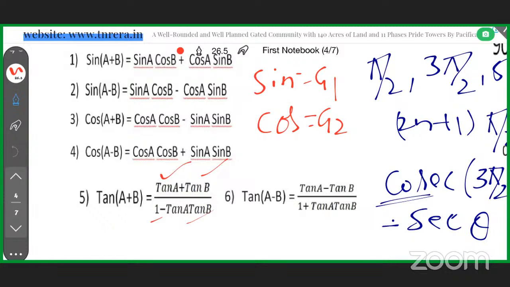Tan of A plus B is equal to tan A plus tan B whole divided by 1 minus tan A into tan B. Whereas tan of A minus B is equal to tan A minus tan B whole divided by 1 plus tan A into tan B.